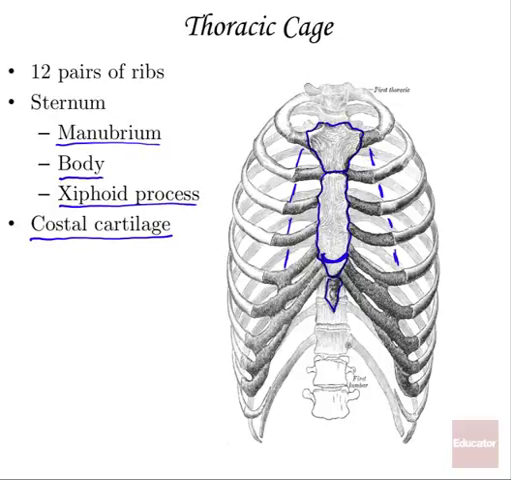And finally, I just wanted to point out these ribs at the bottom. There are actually a few ribs that do not come back and connect with costal cartilage. Those are called floating ribs. And it's tough to find them, but yeah, they do not come up and connect with these other ribs to the body of the sternum.